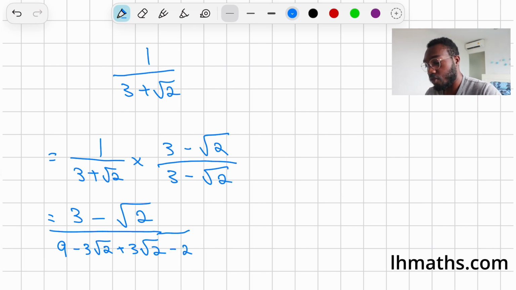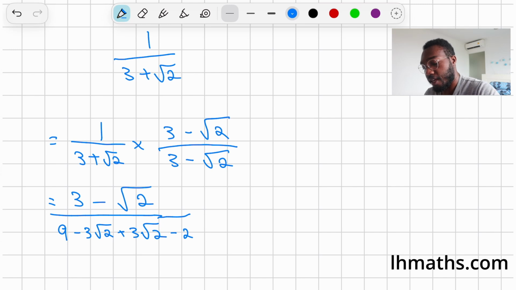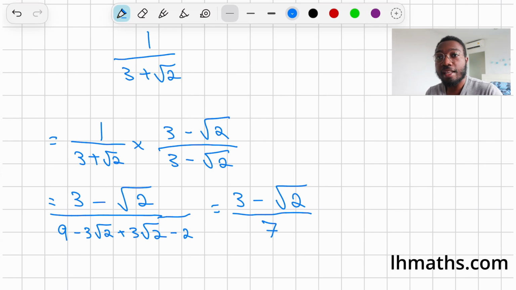Okay? I'll just scroll up a bit. And then if we simplify this down a bit, we get 3 minus root 2 on top. And on the bottom, 9 minus 2 is 7. The minus 3 root 2 cancels out with the 3 root 2 here. So we're just left with 3 minus root 2, all divided by 7. The reason why we change the sign is because, again, we get rid of the root in the middle. That's why you can think of it like a difference of two squares. So when you have a question like that, just change the sign in the middle.